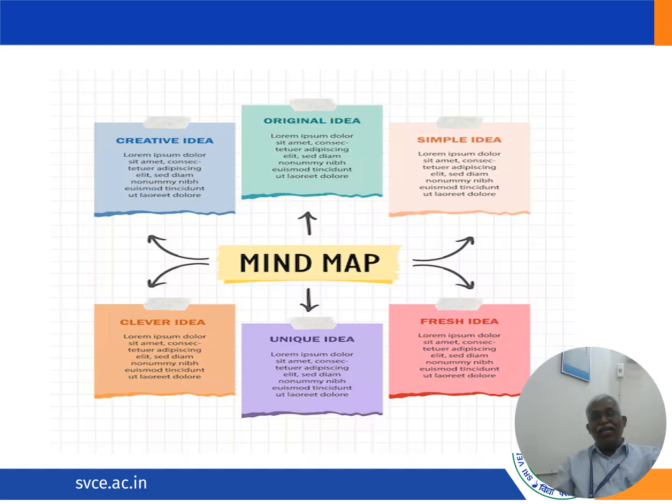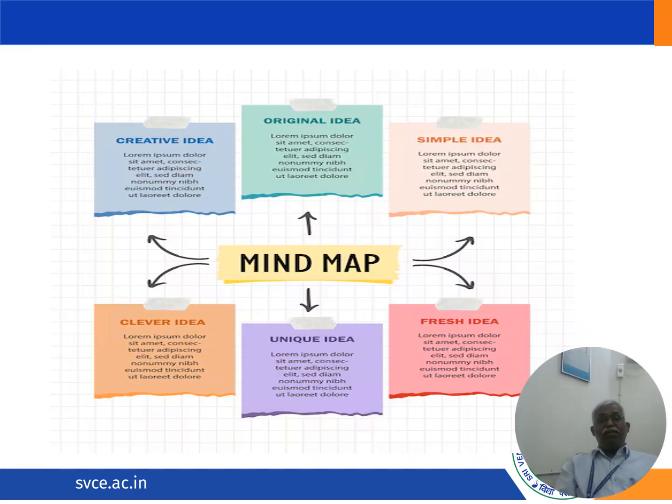Now the idea mind map. How ideas are generated, we will explain with suitable mind mapping. We are classifying ideas: creative idea, original idea, simple idea, fresh idea, unique idea, clever idea. The people will give ideas based on the application. Some people give them in an erratic manner. Creativity also is there in that erratic manner.